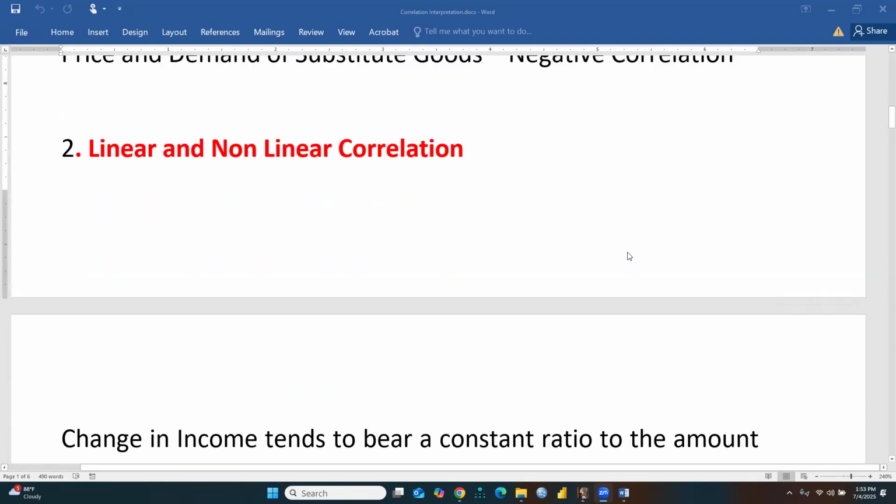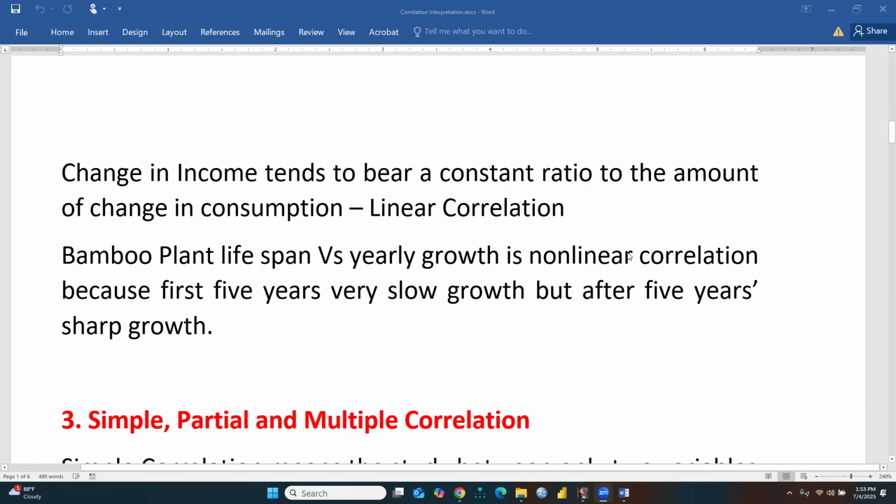Next, we come to the linear and non-linear correlation. Linear correlation means, for example, change in income tends to bear a constant ratio to the amount of change in consumption. That is known as linear correlation. For example, if one person's income increases by a certain percentage, accordingly their consumption is also increased. So there is a constant ratio to the amount of change in consumption as per the income increase. So that is known as linear correlation.